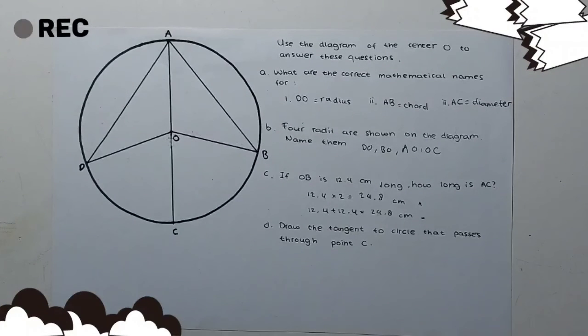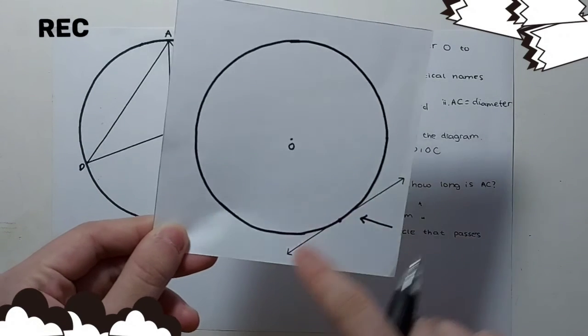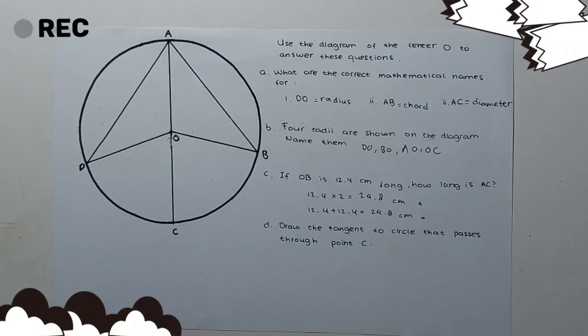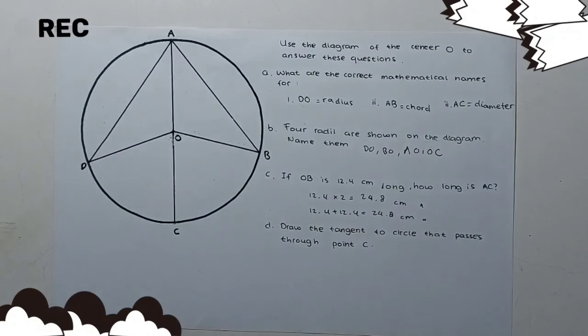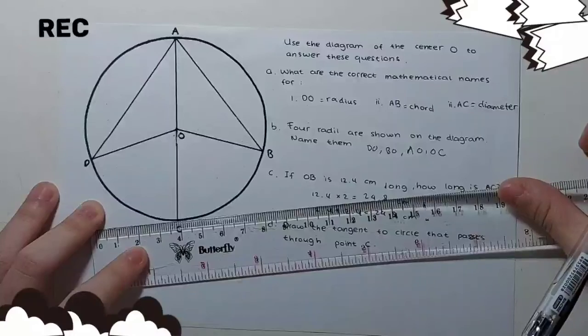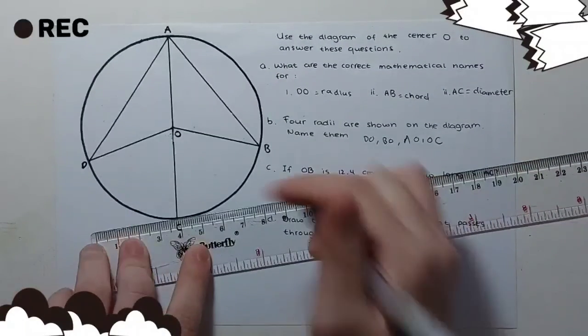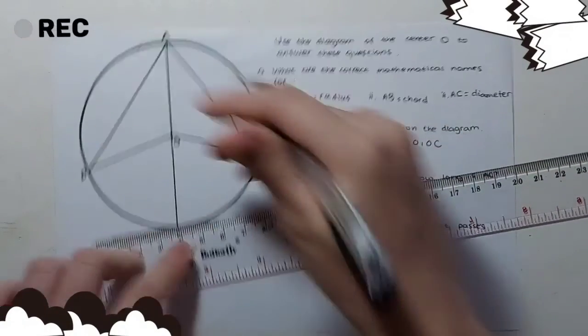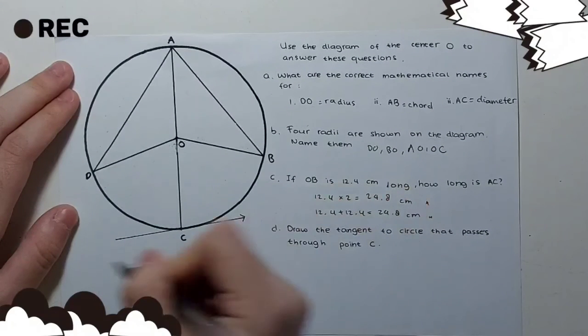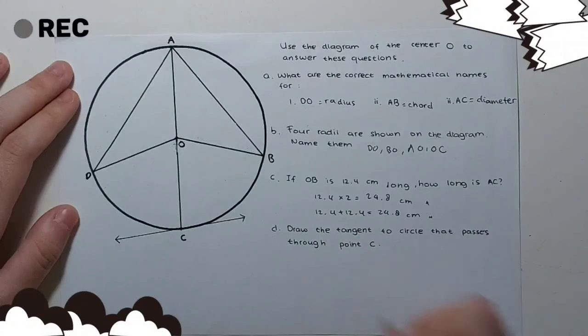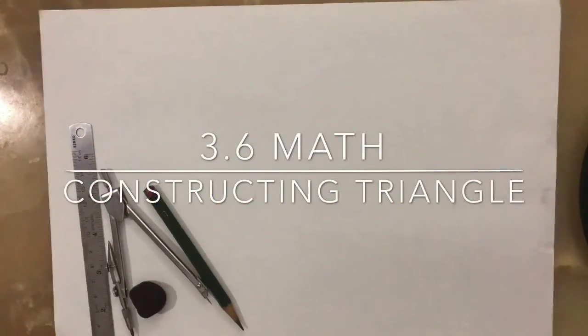And the last number, draw the tangent to the circle that passes through point C. We know that a tangent looks like this. This is a tangent, so we're going to draw the same as that, but from the point C. So you need a ruler for this. And just draw a line that passes through point C. And also mark the arrows. And we have a tangent.